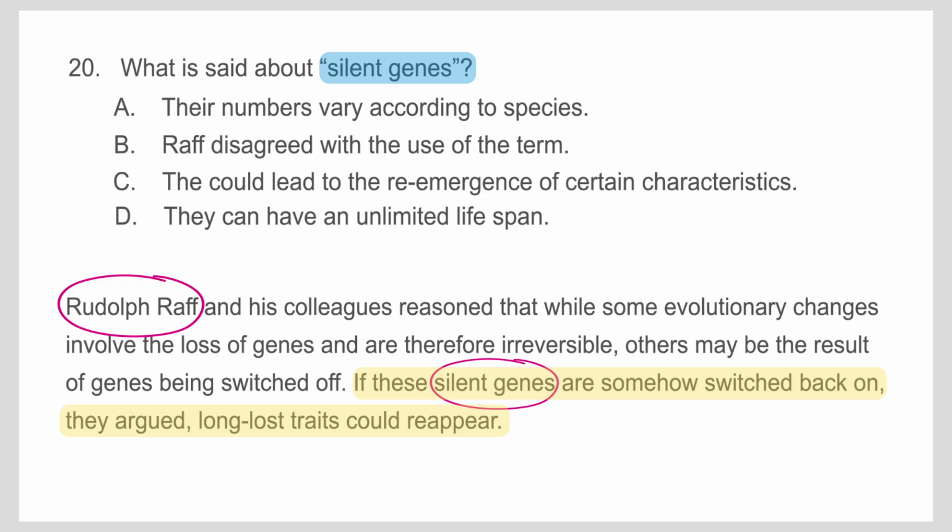So here we have reappear, which is the synonym for re-emergence, right? And traits is the synonym for characteristics, right? So we have all the synonyms here. They could lead to the re-emergence of certain characteristics is exactly like this sentence. Long lost traits could reappear. So the answer for this question is C. They could lead to the re-emergence of certain characteristics.